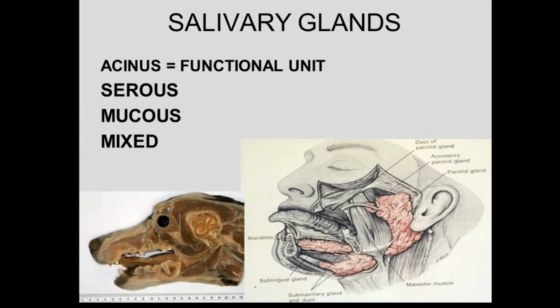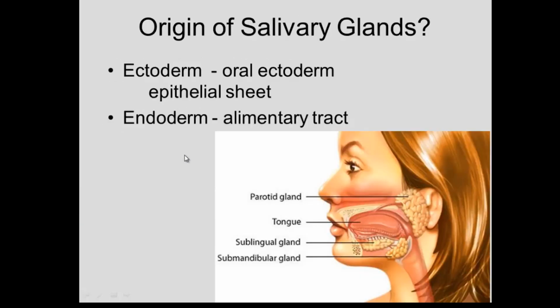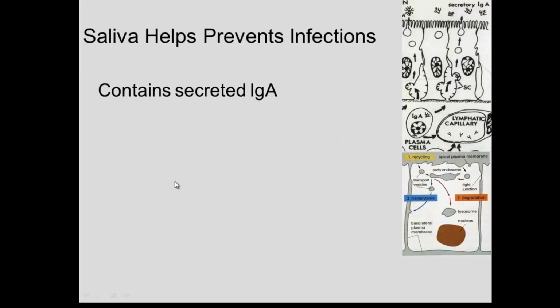If we switch to the salivary glands, we can see a salivary gland of a dog, and here we can see salivary glands of a human. The acinus is the functional unit of the salivary gland. Some of them are serous or proteinaceous secretions, some are mucus, and some are mixed. Salivary glands come from the ectoderm, the oral ectoderm epithelial sheath, and then the GI tract comes from the endoderm, as you know. Now, saliva is important because it produces IgA antibodies.